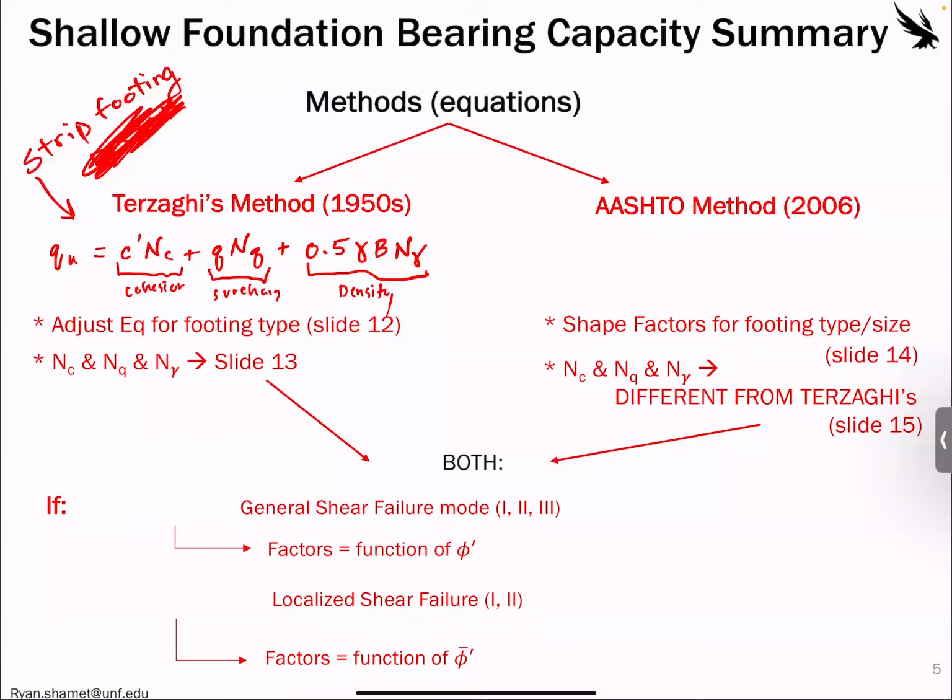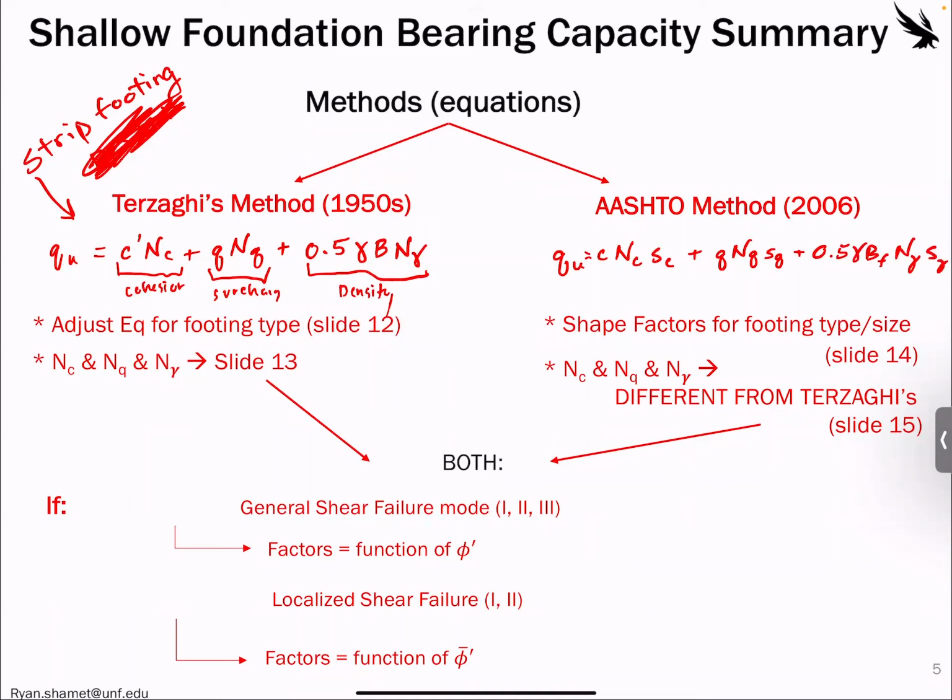The AASHTO method looks very similar. The only thing they add to it is these shape factors for different footings, so the length to width ratios and all that. So we have very similar properties here, but now we have these S subscript whatever terms. BF is the width of the footing times N gamma, and then these S gammas. So these shape factors are for the different footing sizes and types.